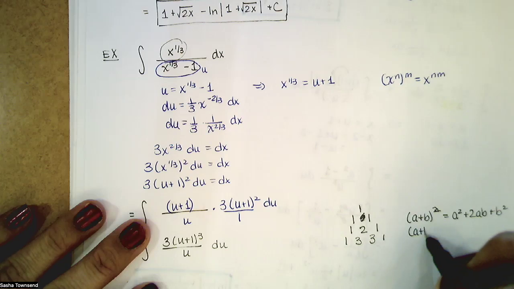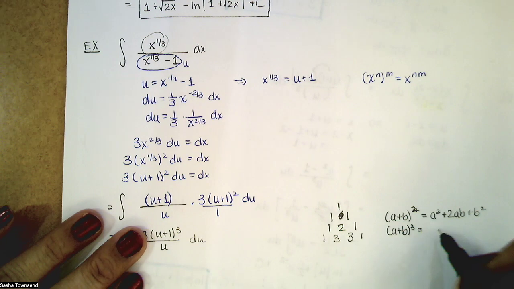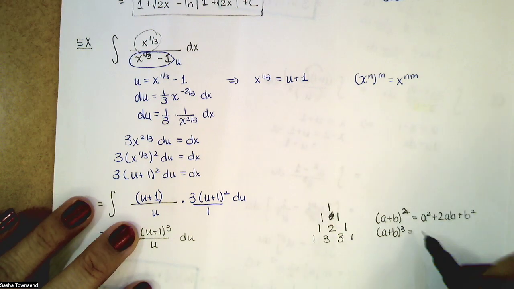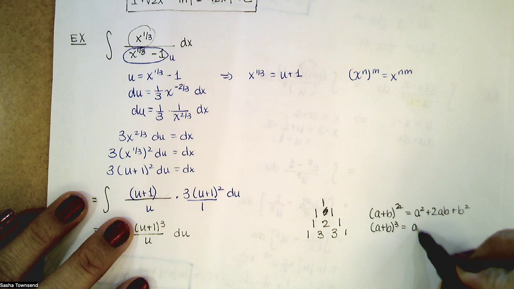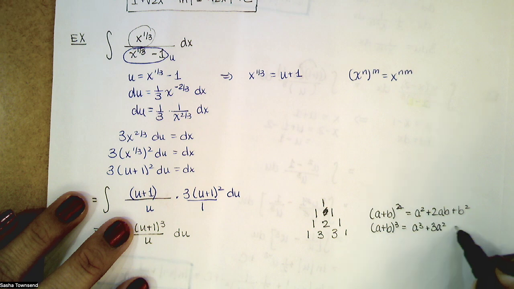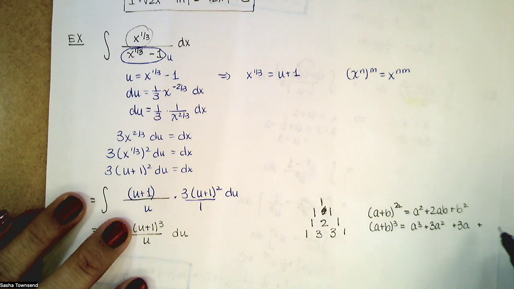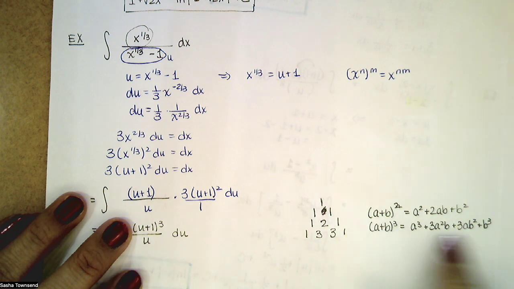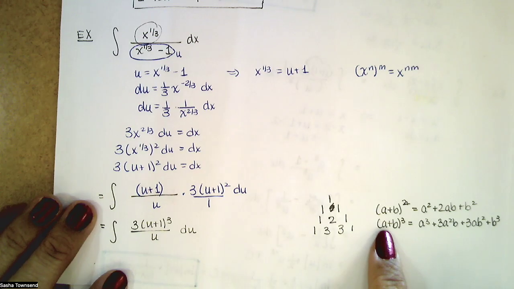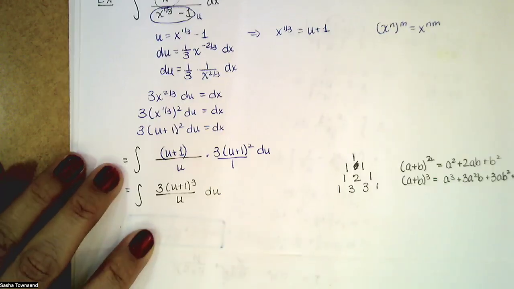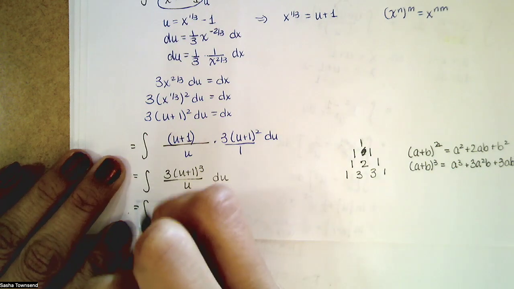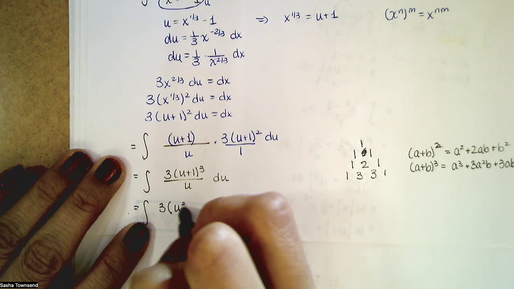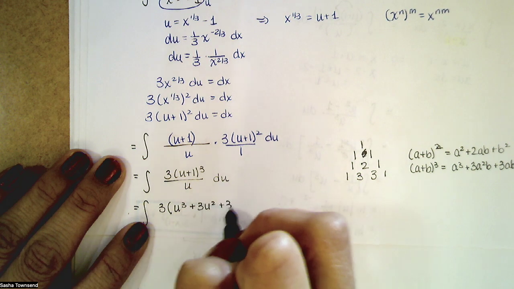So for a plus b cubed, our coefficients are going to be 1, 3, 3, and 1. And then the way it works with the a's and the b's, you start with a cubed, and then the powers decrease. So you're going to have an a cubed plus 3a squared plus 3a, and then our last term is a to the 0, which is just a 1. And then over here, you're going to start with b cubed, and then a b squared, and then b to the first, and then b to the 0, which is just a 1. So this is a plus b quantity cubed. Here, instead of an a, we've got a u, and our b is just a 1. So this turns out to be 3 times u cubed plus 3u squared plus 3u plus 1.